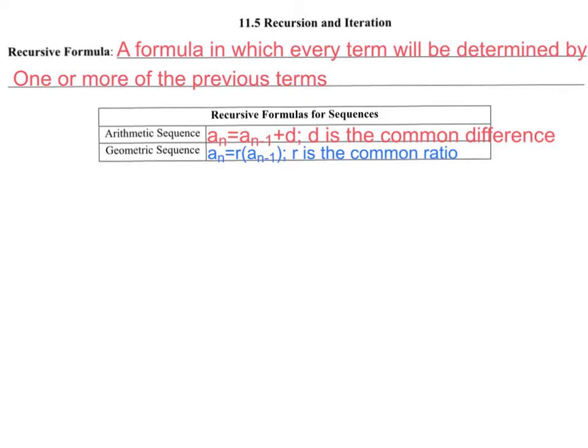We have a recursive formula for an arithmetic sequence, which is a sub n equals a sub n minus 1 plus d. And d is going to be the common difference, which just means how many is between each term. So between like 5 and 9, the common difference would be 4. Our geometric sequence is a sub n equals r times a sub n minus 1. And r is going to be the common ratio. So what am I multiplying by in this case, or what am I dividing by in this case to be able to get to my next term?